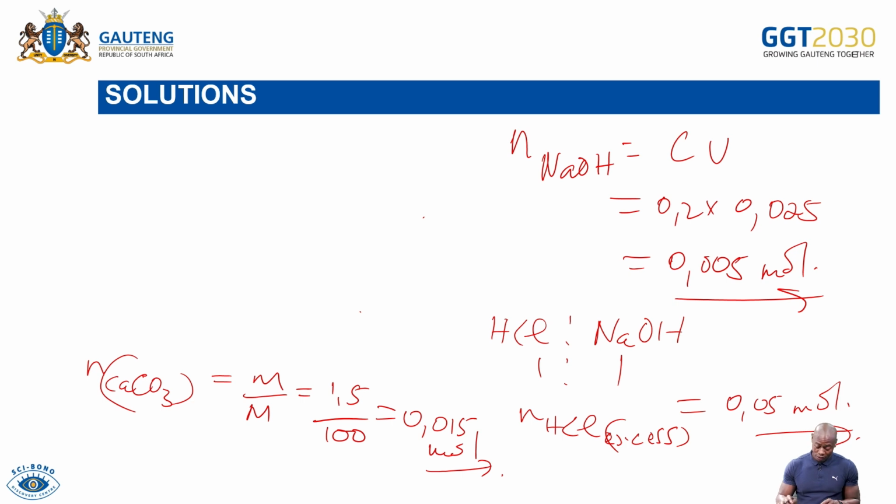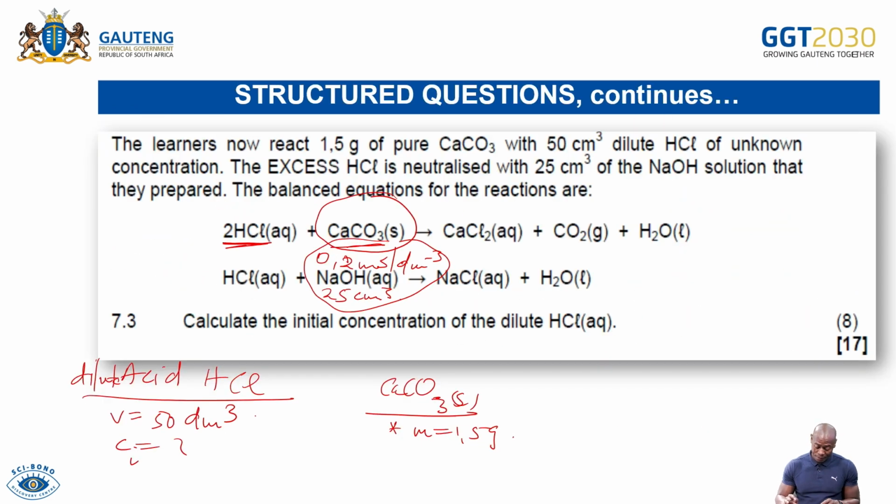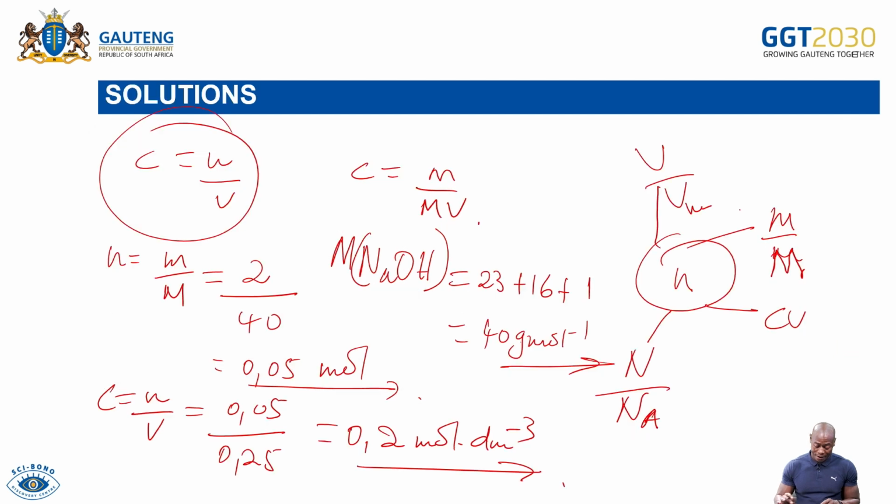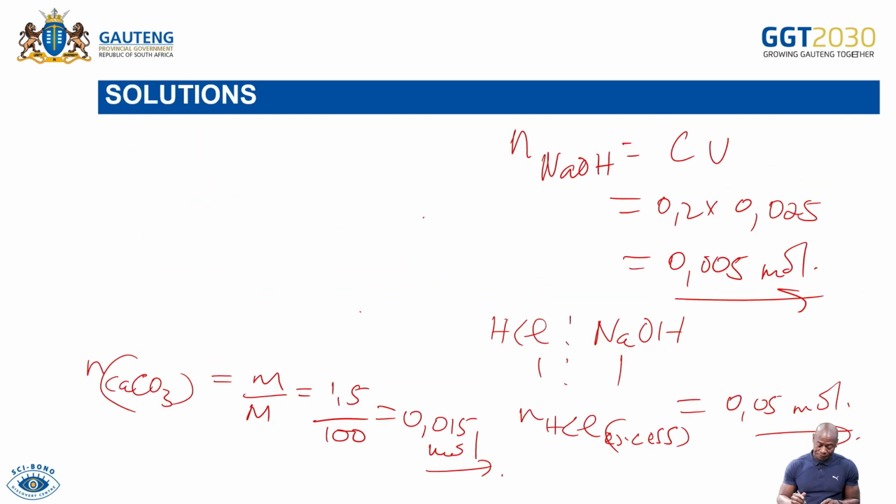So for the mole ratio, let's go back to that reaction. Sorry about that. So the mole ratio you can see is 2 is to what? Is to 1. So calcium carbonate is to what? Hydrochloric acid. So the ratio is 2 is to 1. So 2 for an acid and then 1 for a base.